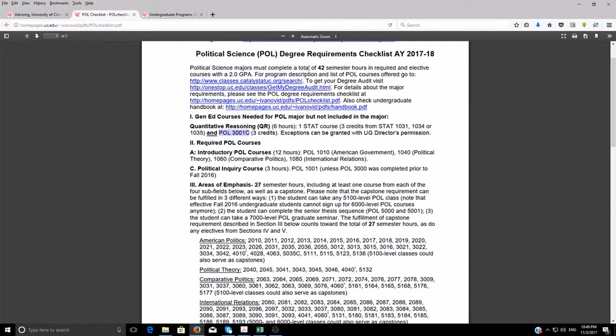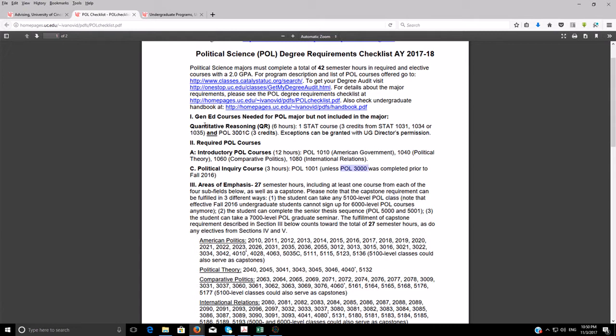The major as a whole requires 42 semester credit hours of coursework. Those 42 credit hours are distributed among introductory courses, of which 12 credit hours students need to complete, and a political inquiry course. This is the scope and methods course in political science. Currently, we have Political Science 1001, called Understanding the Political World, as a required course, but those students who completed this requirement before fall of 2016 have taken Political Science 3000.